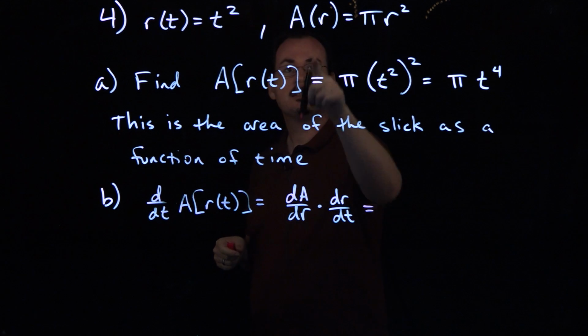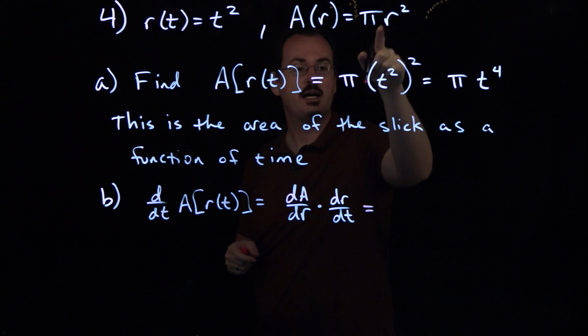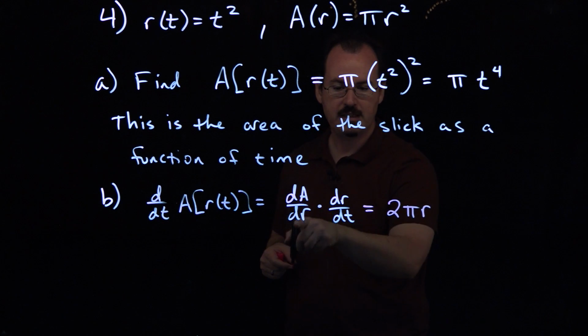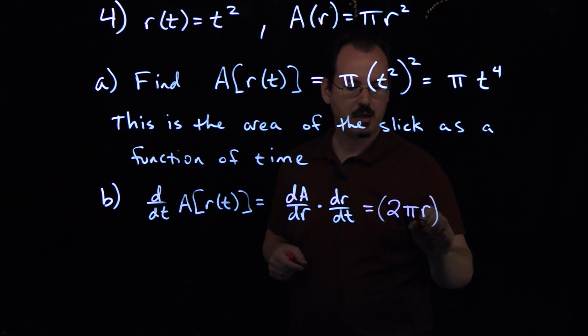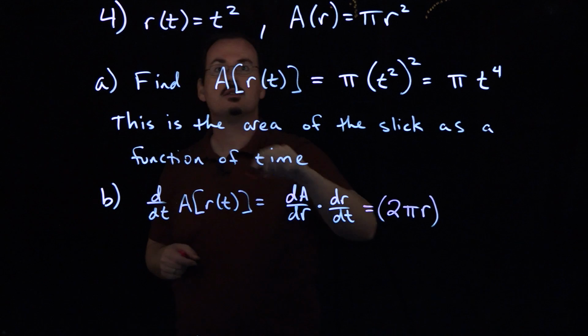So dA dr, that's the derivative of A with respect to r. So that's just 2 pi r. So 2 pi r, that's dA dr. We multiply that by dr dt. That's the derivative of r with respect to time. So that's 2t.